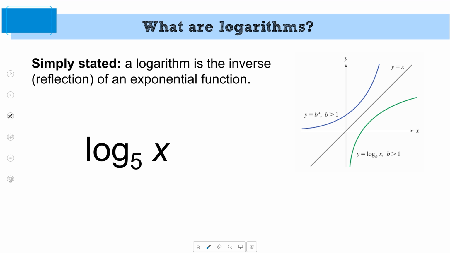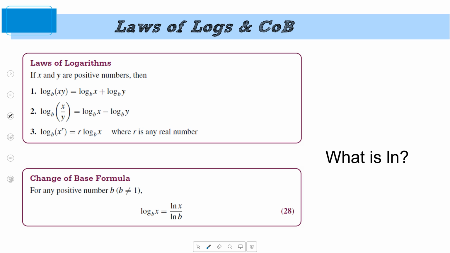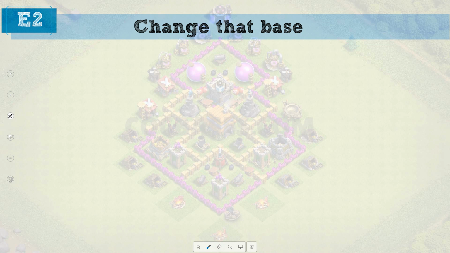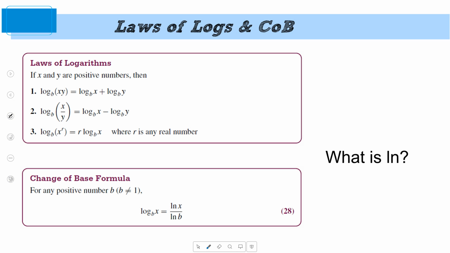Log base 5 of x, 5 is called the base. You knew this already. And then we want to talk about all those simple properties. Breaking apart logs and putting them back together. The log of a product is the sum of the logs. The log of a quotient is the difference of the logs. That would be 1 and 2.